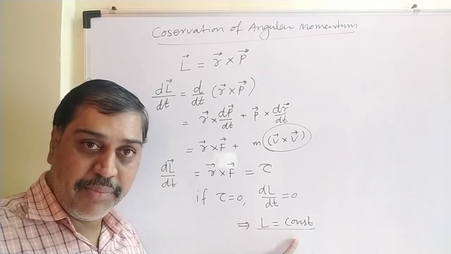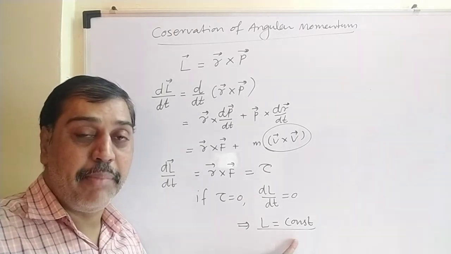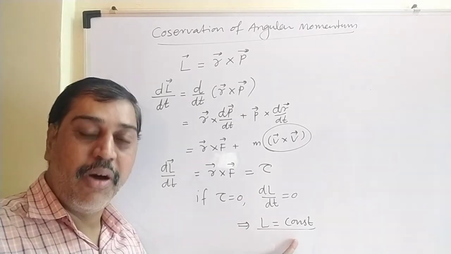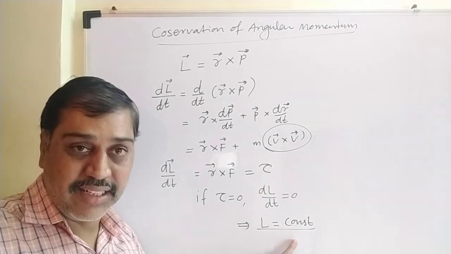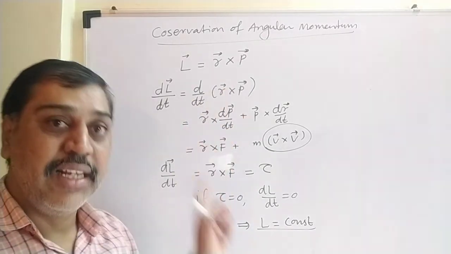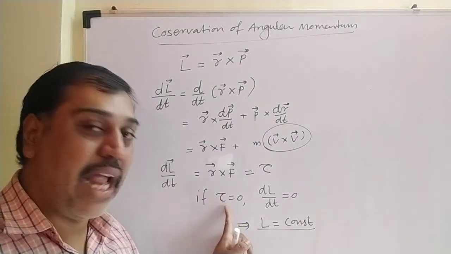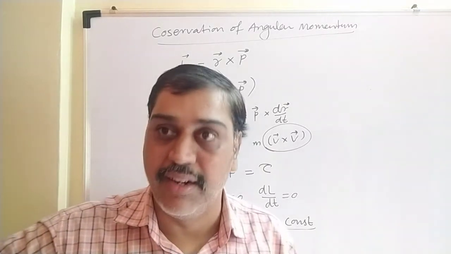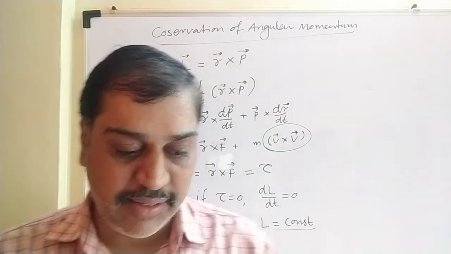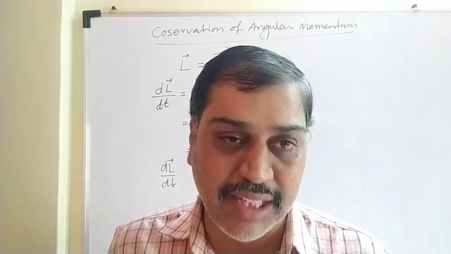Conservation of linear momentum says that when the external unbalanced force acting on a body or system of particles is 0, the linear momentum is always conserved. Same thing, there is a force, here there is a torque. When torque acting on a rotating body is 0, angular momentum is always conserved. Apart from this, they have just mentioned some applications of this.